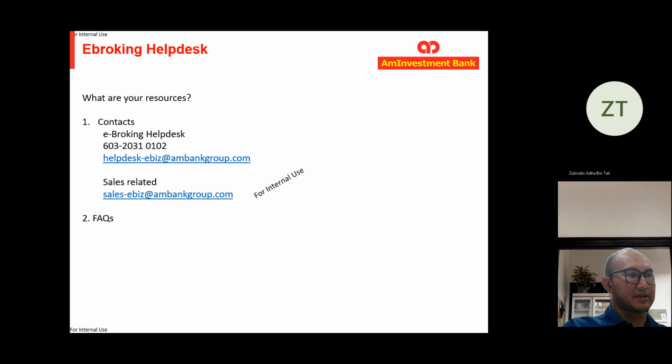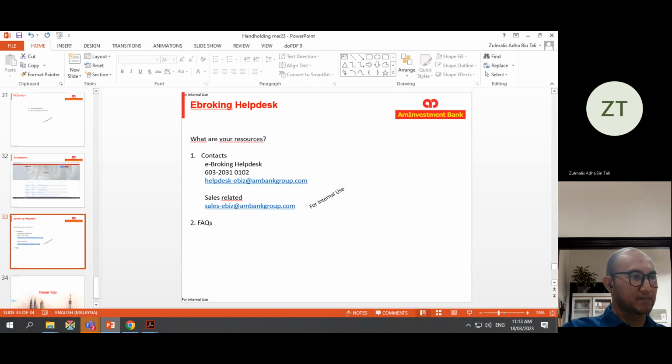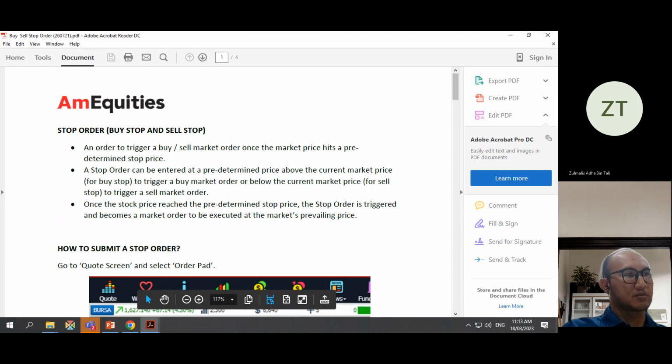Right, and then okay, just remember this number in case you forgot your password. You need to do some checking with e-broking on why you can't log in. You actually can call this number 203-10102, or for the marketing side you actually can email salesebs@ambankgroup.com. And then lastly, I want to show here.